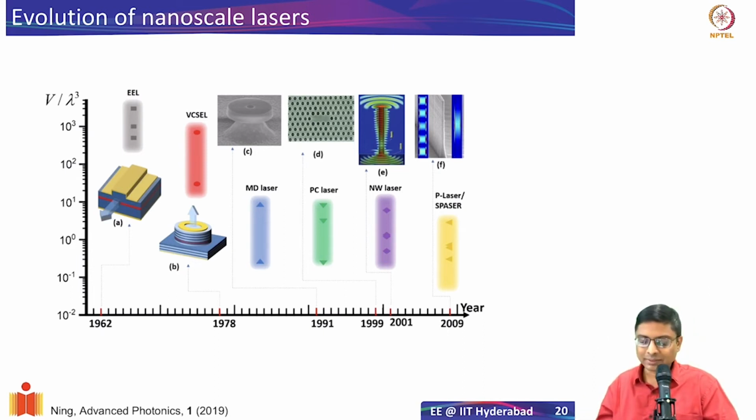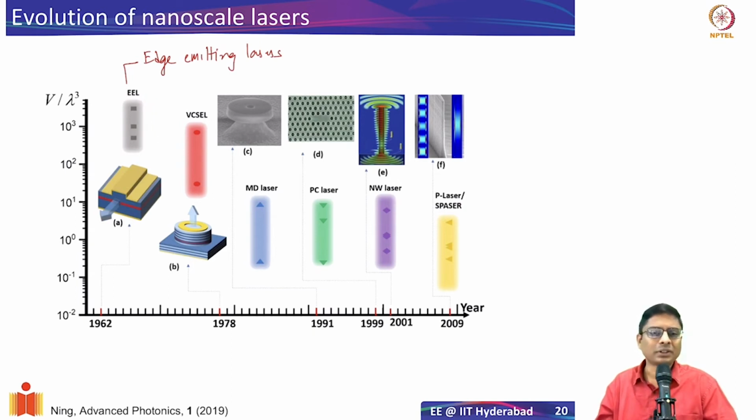If you look at these edge emitting devices, EEL means edge emitting lasers. When you have these edge emitting lasers, you see that they perform reasonably well, but their volume is large. So this is the range over which you can have lasing. These are the traditional cavities.